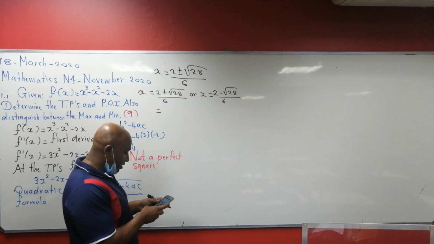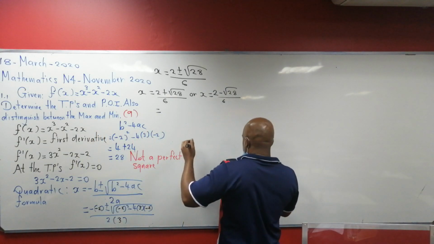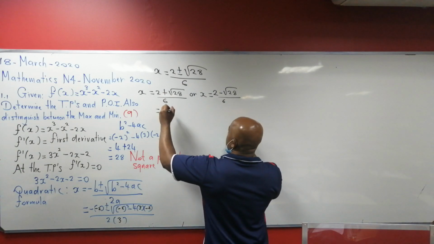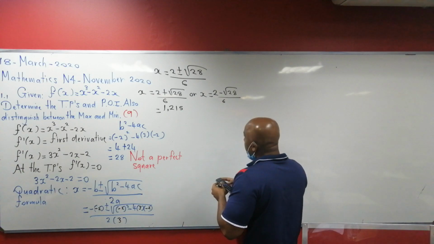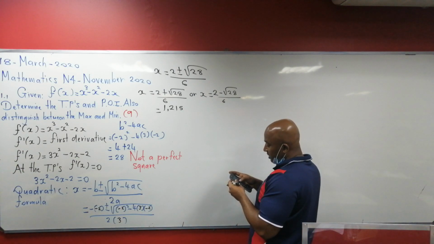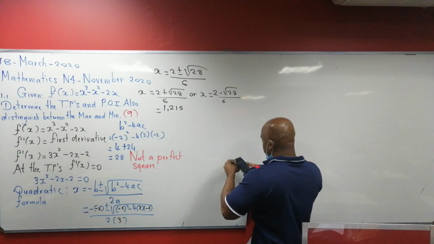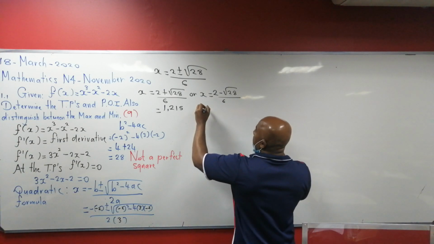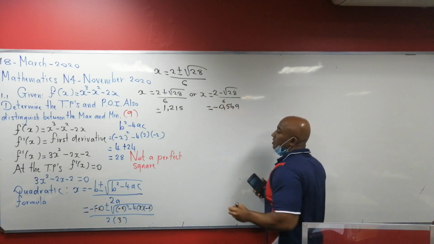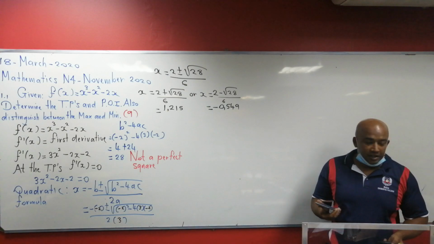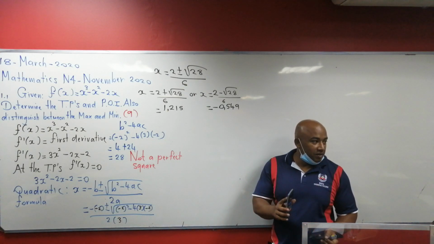Two plus the square root of 28 divided by 6, which rounded to 3 decimal places, is 1,215. Now just use the arrows and change that positive to a negative, and we get minus 0,549. You all got that? Alright, so now we found the x values of the turning point.